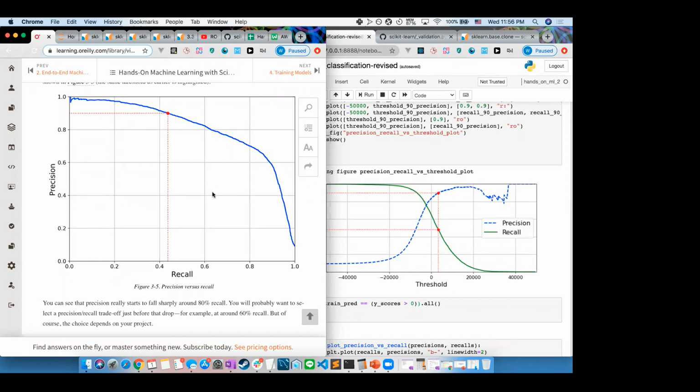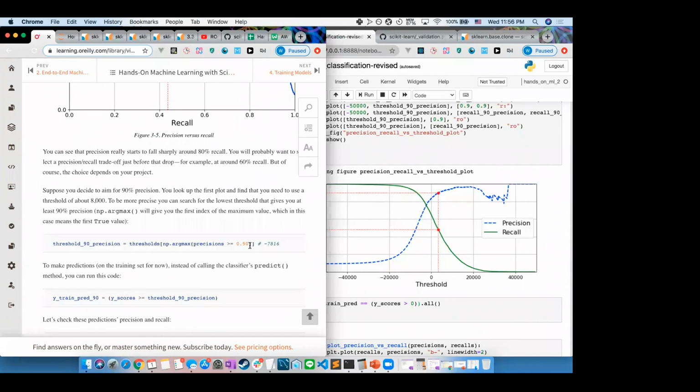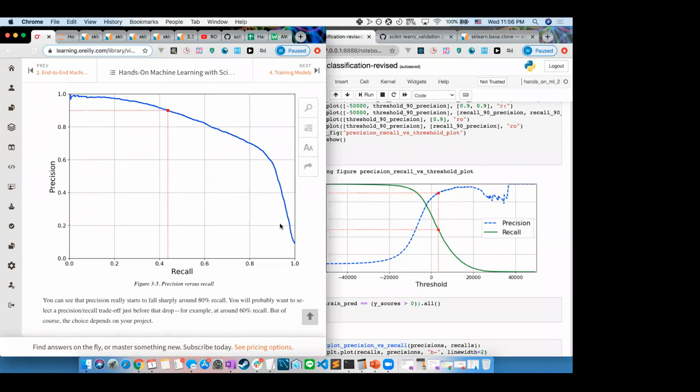But of course, the choice depends on your project. So this is where the business case or domain expertise comes in. Like, where do you want to pick a threshold? Okay, but again, it's a trade-off.